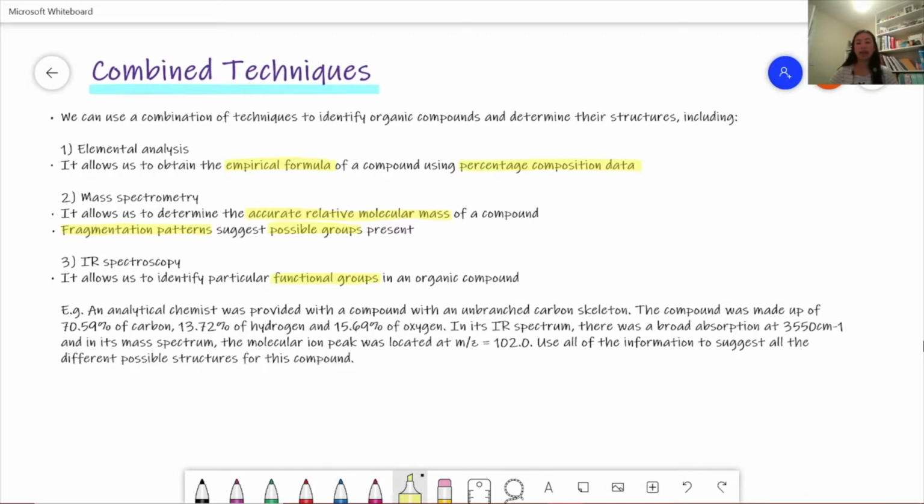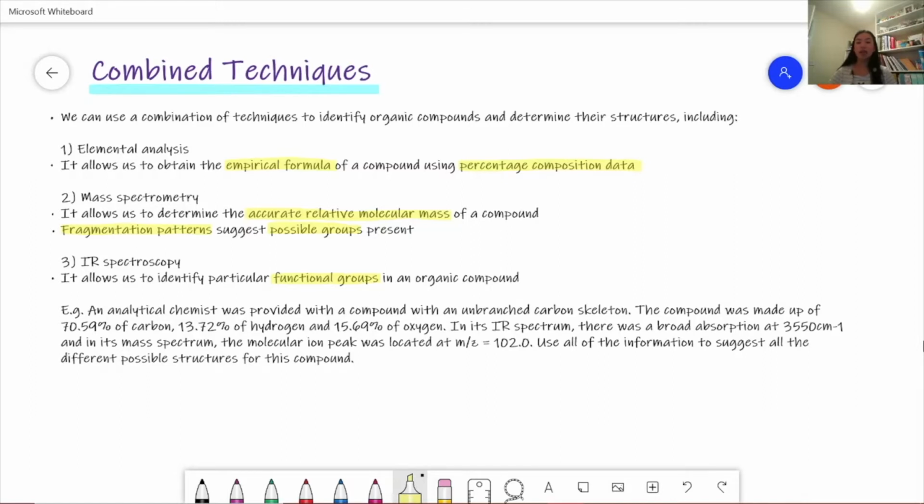So an analytical chemist was provided with a compound with an unbranched carbon skeleton. The compound is made up of 70.59% of carbon, 13.72% of hydrogen, and 15.69% of oxygen. In its infrared spectrum, there was a broad absorption at 3,550 centimeters to the minus 1, and in its mass spectrum, the molecular ion peak was located at an m/z value of 102. Use all of the information to suggest all the different possible structures for this compound.